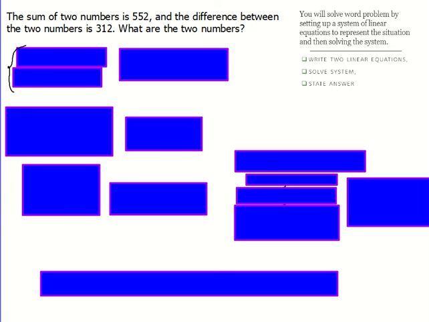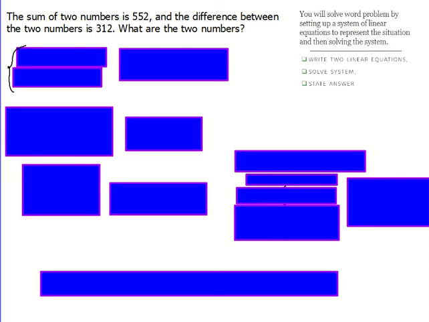We're going to solve a word problem by setting up a system of linear equations to represent the situation and then solve the system. So we need to write two linear equations, and then we're going to solve the system and state the answer. So here's our question. The sum of two numbers is 552, and the difference between the two numbers is 312. What are the two numbers?